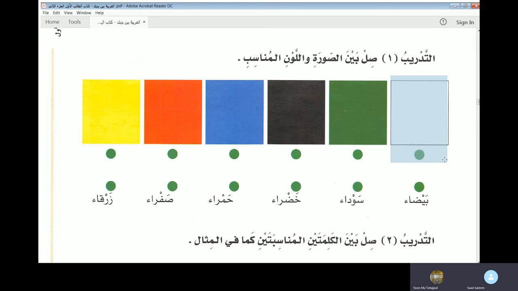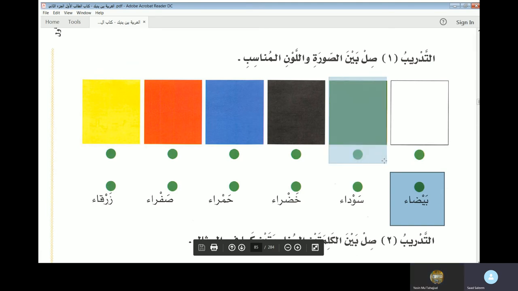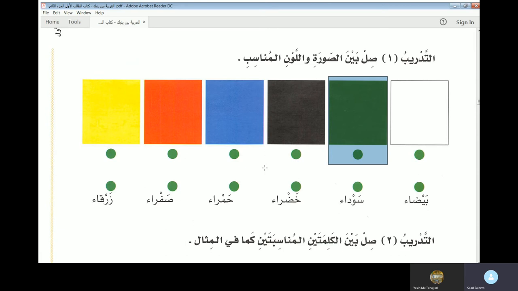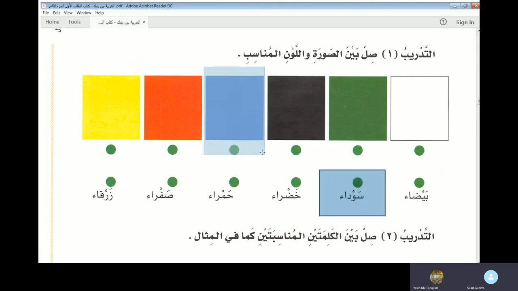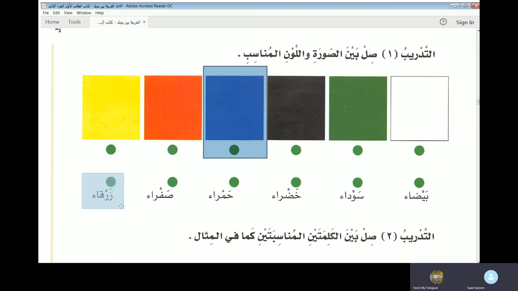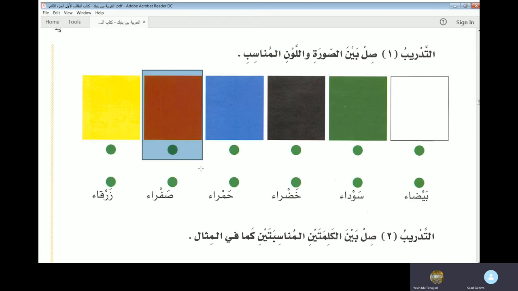Okay. So that one, the dot right below it, Baida. Down next to it is Khadra'u. And to the right, Sawda'u. Azraku, Zarka'u. And then Hamra'u. And Safra'u.